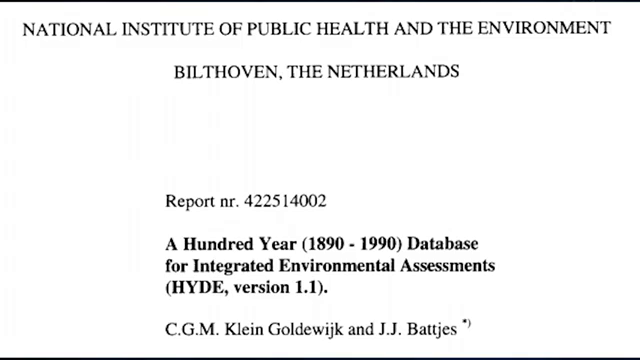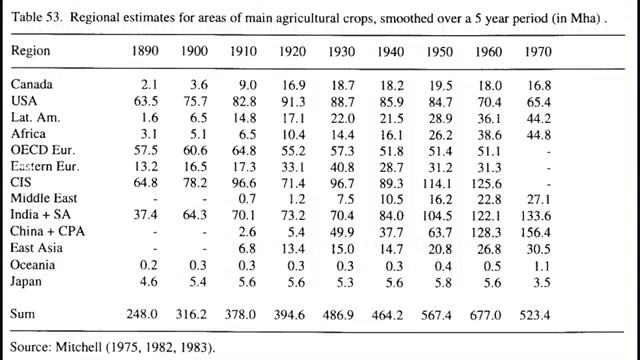The most interesting estimate I found came from a paper entitled A 100-Year Database for Integrated Environmental Assessment by Kellen Golwick and J.J. Batts. It estimates how much land in an area is used for agriculture based on changes in the ecosystem today.